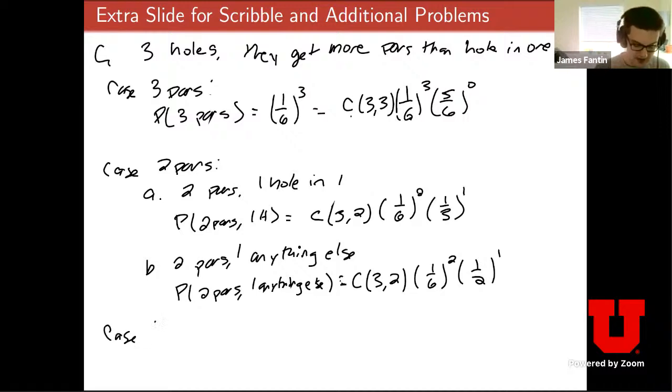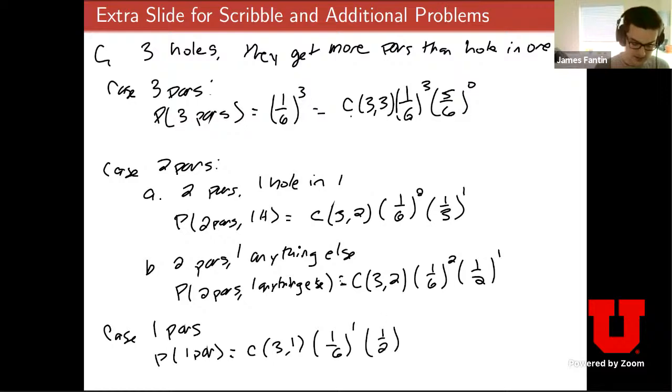And then we've got a final case. You could get 1 par and 2 something else. So in this case, the probability for 1 par, we've got 3 slots. We're choosing 1 to be the par. Par occurs with probability 1/6. And the anything else occurs with probability 1/2, and we've got 2 of those.